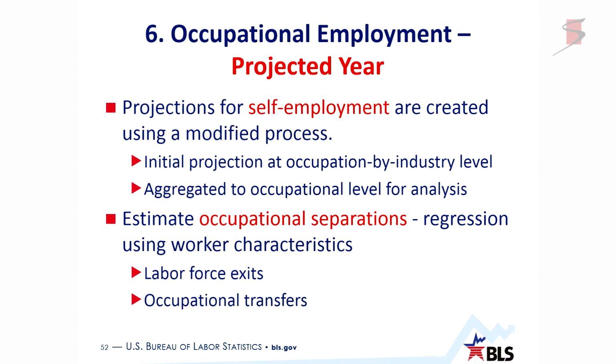So what we've already talked about are jobs available because of demand in industries. But sometimes there are jobs available because of occupational separations. People leave their jobs. And so BLS also models that and then includes that in their projections.